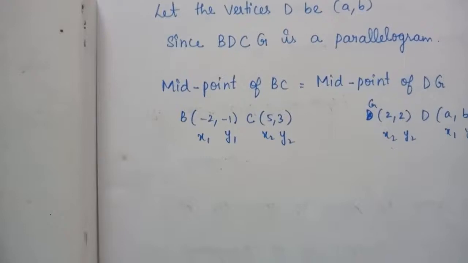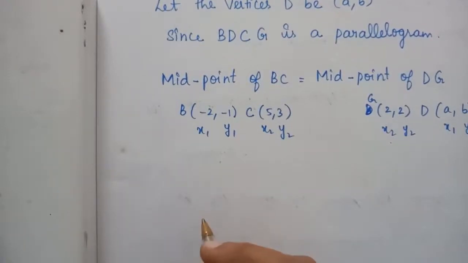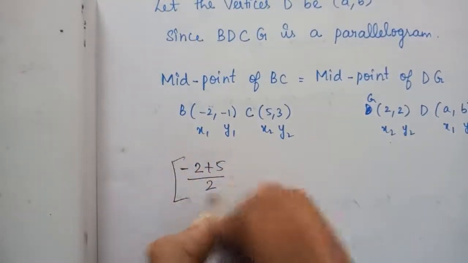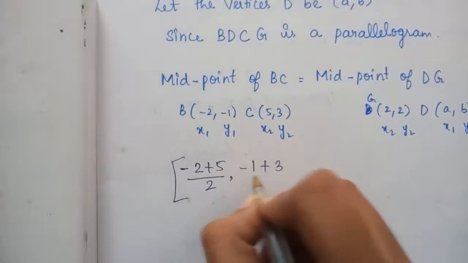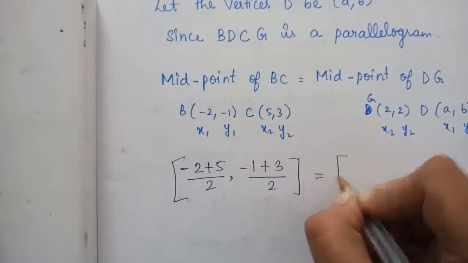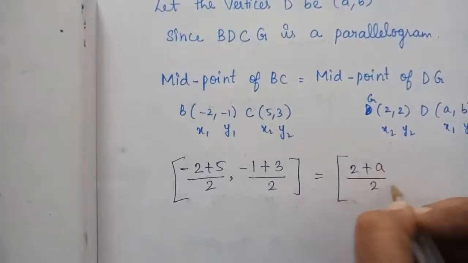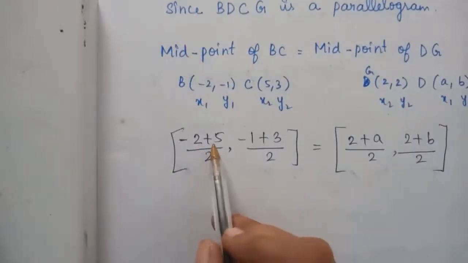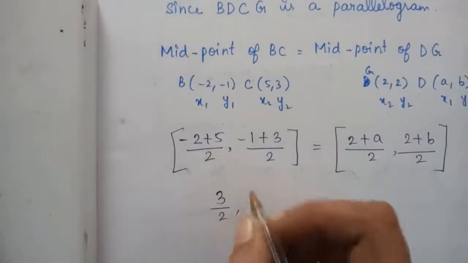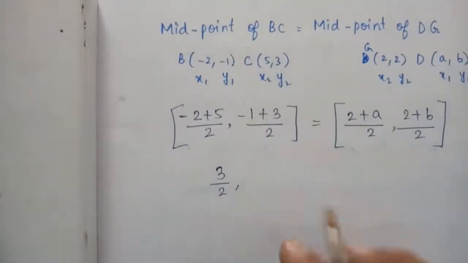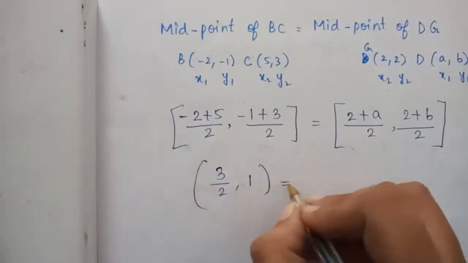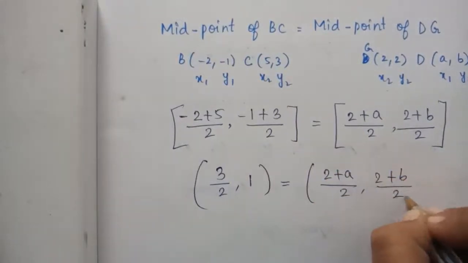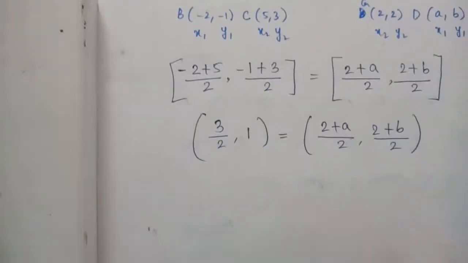We know the midpoint formula: (x1 plus x2) divided by 2. Substituting the values, (-2 plus 5) divided by 2, (-1 plus 3) divided by 2, equals (2 plus a) divided by 2, (2 plus b) divided by 2. That gives 3 by 2 and 2 by 2 which is 1, equal to (2 plus a) divided by 2, (2 plus b) divided by 2. The next step is to equate the x and y coordinates.